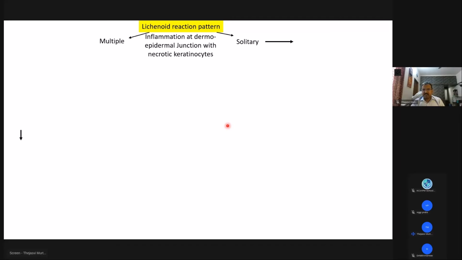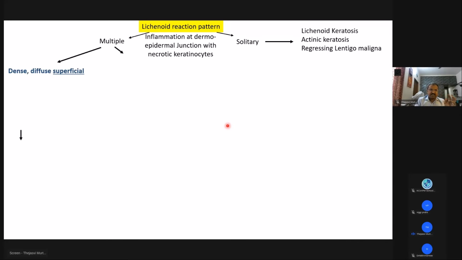If it's solitary, then it can be only three things: lichenoid keratosis, actinic keratosis, or regressing lentigo maligna. If they are multiple, then we have a job at our hands. Multiple lesions are either dense, diffuse, superficial, or dense, diffuse, deep.